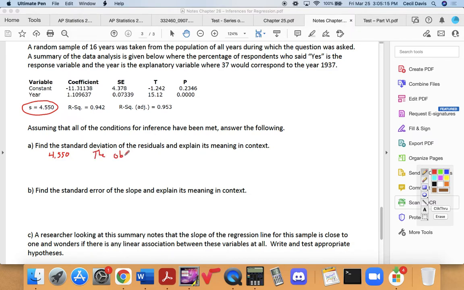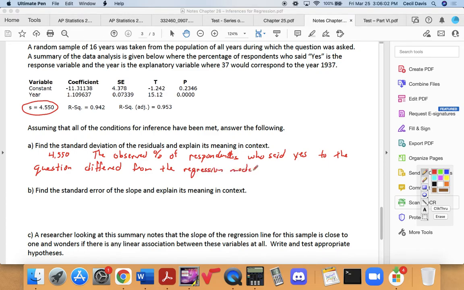The observed percentage of respondents who said yes to the question differed from the regression model with a standard deviation of 4.55. So that's generally how much it varied. It's a measure of the variance.